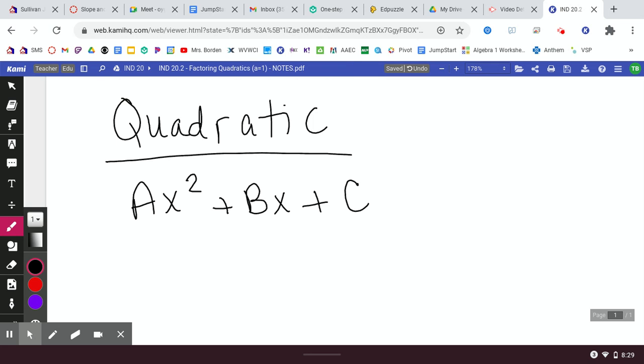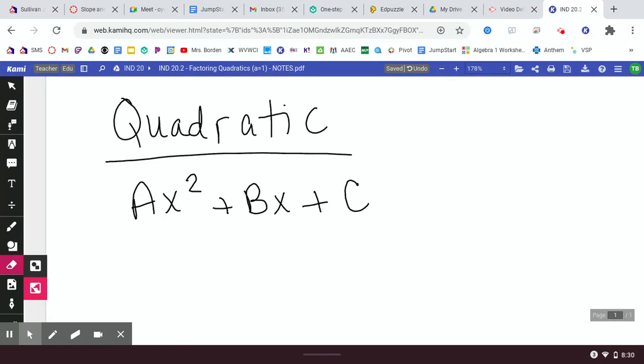And this is considered an expression because there's no equal sign. Okay, if I were to put equals 0, now it's a quadratic equation. But for right now, we're just going to worry about quadratic expressions. We'll factor them in this indicator, then we'll use that skill next indicator to solve them, and that's when we see an equal sign. But for right now, we're just looking at quadratic expressions.